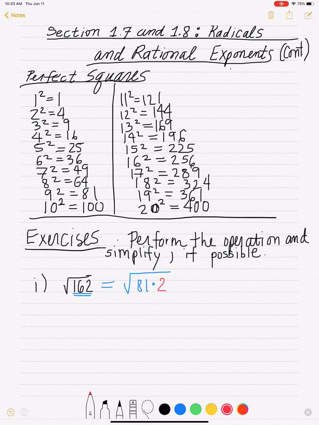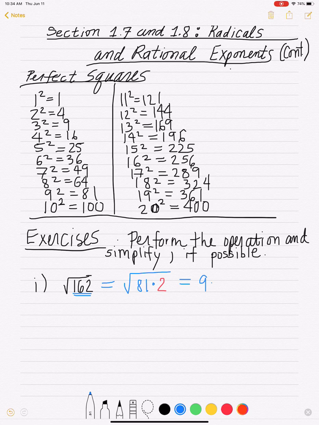So the 81 is a perfect square, right? Where is it? It's right here. 81 is the same thing as 9 squared. So now I'm going to take the square root of 81. The square root of 81 is 9. Why? Because 9 squared would give you 81. So when I take the square root of 81, I pull a 9 out front.